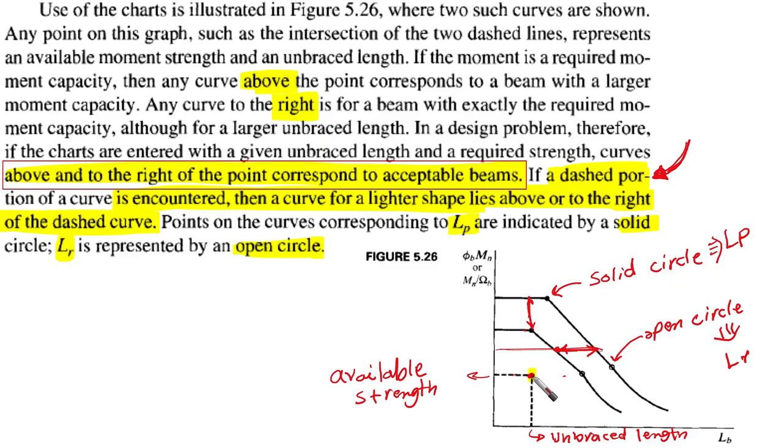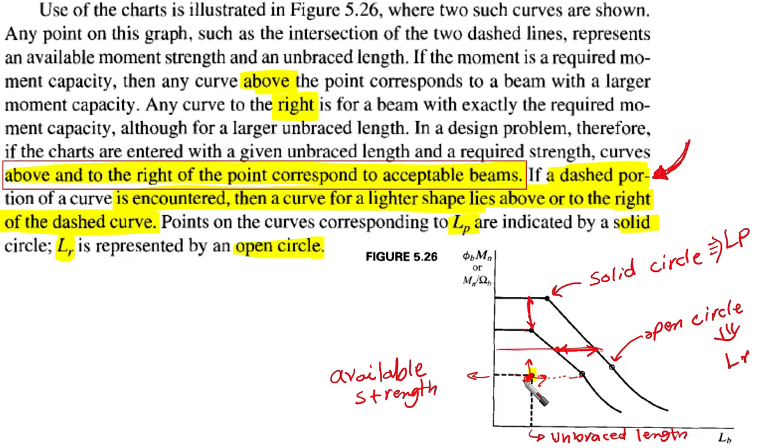Or if you are searching for the unbraced length to be higher, then you can go to the right until you find the first solid curve, and this would provide for you available strength equal to the required strength, but the unbraced length is going to be higher for this cross-section. Okay, this means that you need to look up or right. This is, for short, what you should do: look up or right from this point.